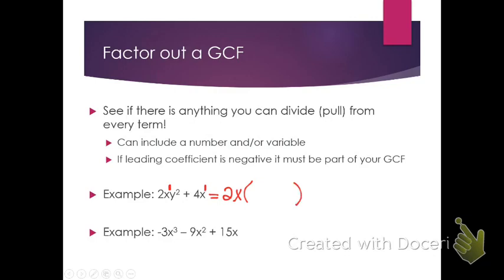Then you'll fill in the parentheses with what would be left, and you have to kind of work backwards. You have to ask yourself, 2x times what is 2xy squared? Well, 2x times y squared equals 2xy squared. So here I would put a y squared. And then you would ask yourself, 2x times what equals 4x? Well, 2x times 2 equals 4x. So the value in the parentheses is what's left over after you factor out that GCF.